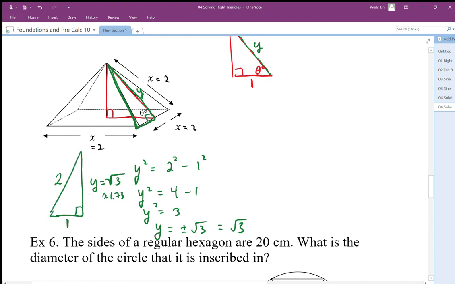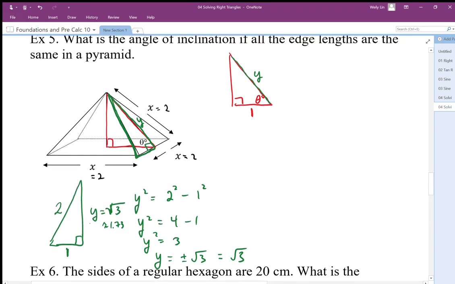Once I have the length of that side, I have two sides of a right triangle, which now allows me to solve for angle theta. The two sides I have are adjacent and hypotenuse. Going to my SOHCAHTOA, adjacent and hypotenuse is cosine. So I'm going to set this up: cosine of the angle I'm looking for is going to be the adjacent over hypotenuse.